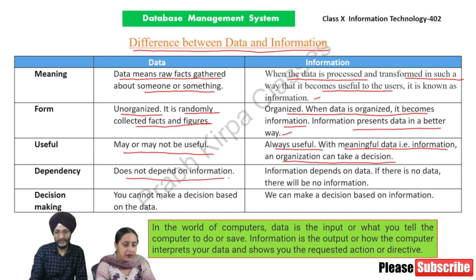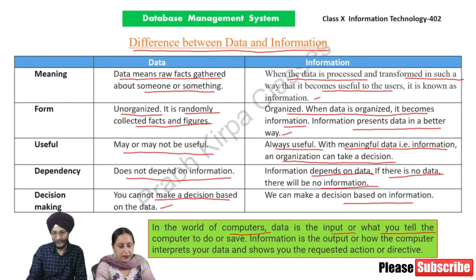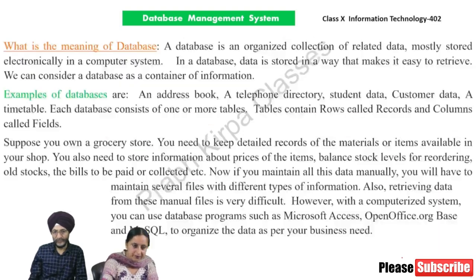Data is not dependent on information. Information depends on data. If there is no data, there will be no information. You cannot make a decision based on the data. On the other hand, we can make a decision based on information. In the world of computers, data is the input or what you tell the computer to do or say. Information is the output or how the computer interprets your data and shows you the requested action or directive.